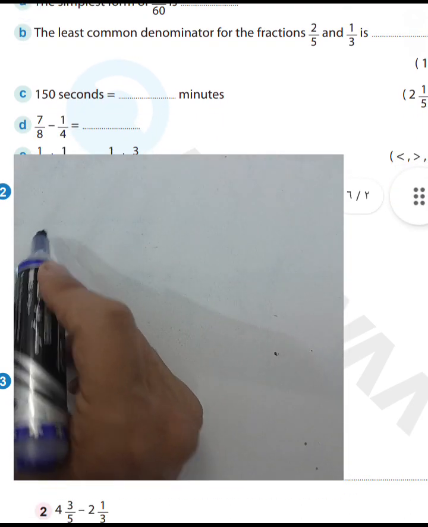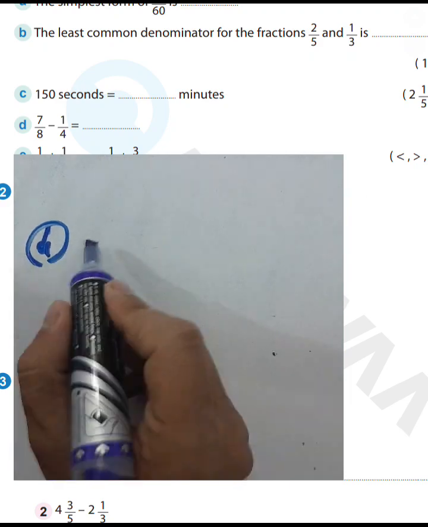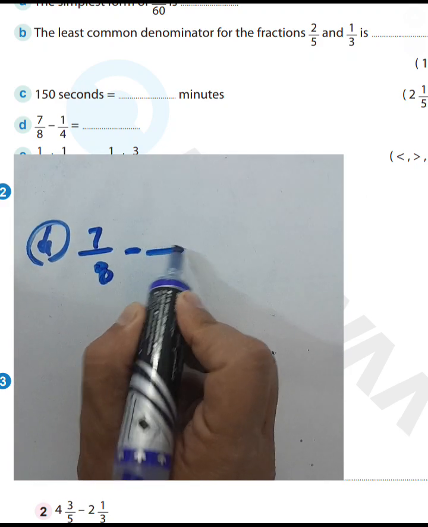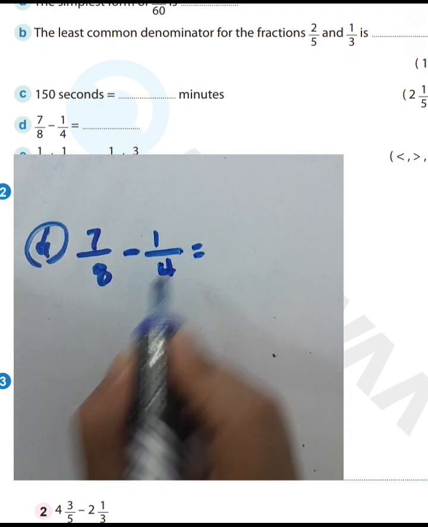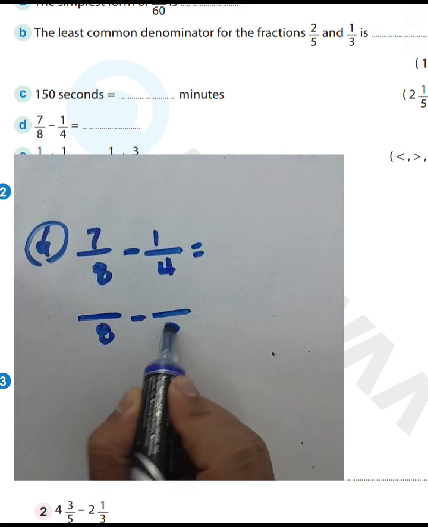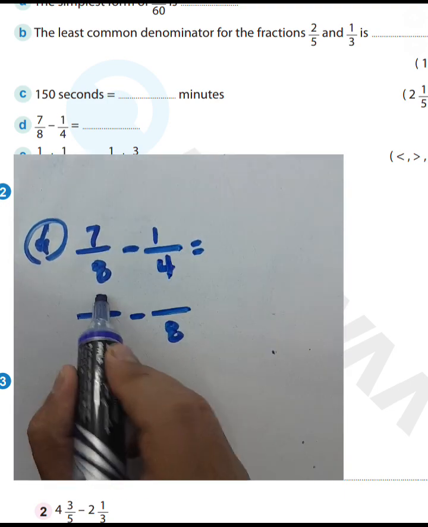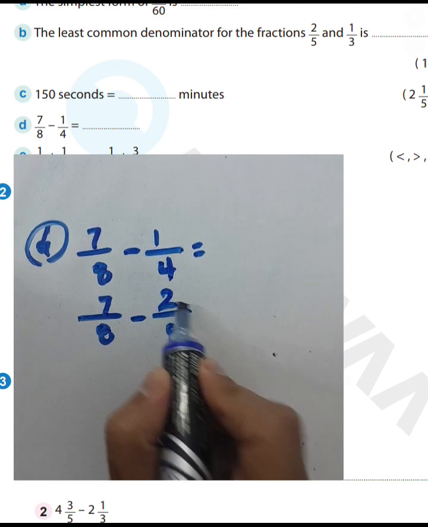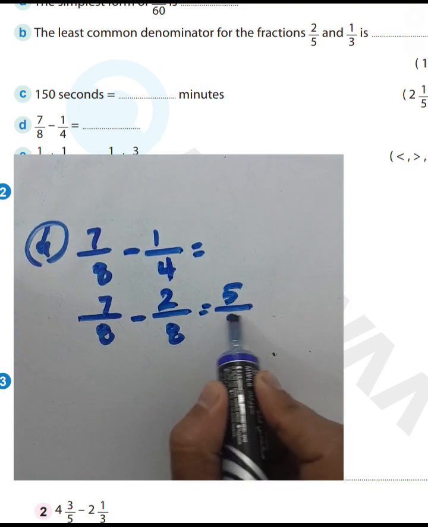Question letter D. 7 over 8 subtract 1 over 4. You can write the least common multiple between them, 8. 2 times 4 equals 8, 2 times 1 equals 2, and 7 minus 2 equals 5, and write 8 in the denominator.